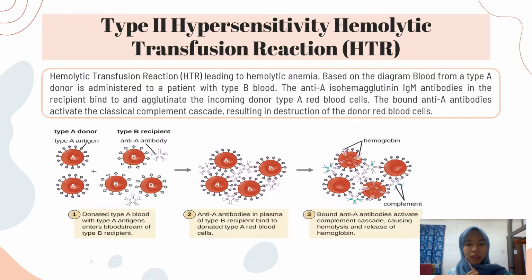Blood type A donor blood is administered to a patient with type B blood. The anti-A isohemagglutinin IgM antibodies in the recipient bind to and agglutinate the incoming donor type A red blood cells. The bound anti-A antibodies activate the classical complement cascade, resulting in destruction of the donor red blood cells.